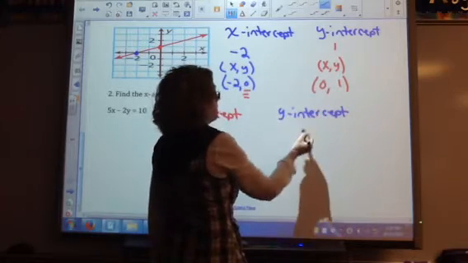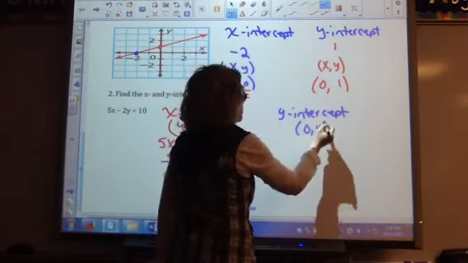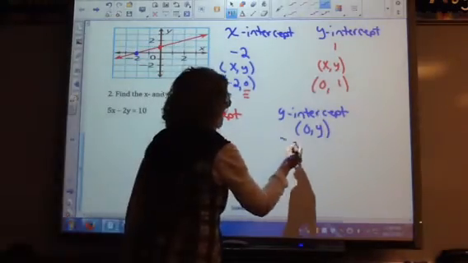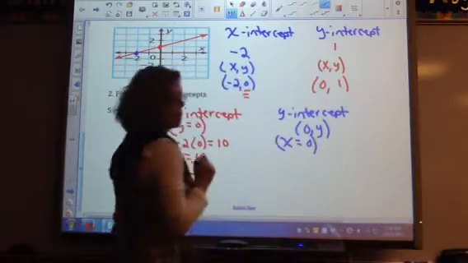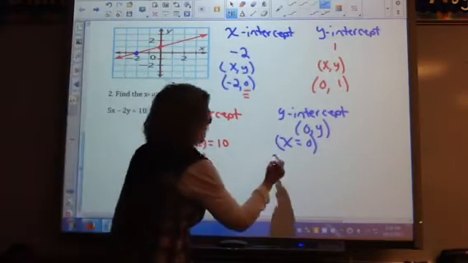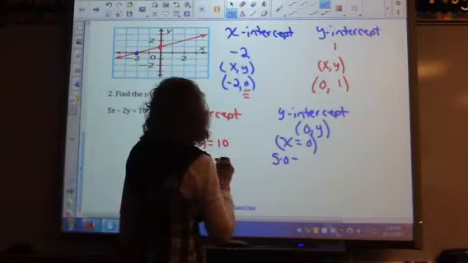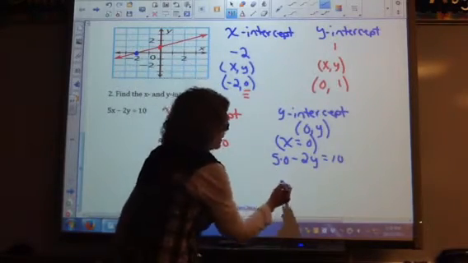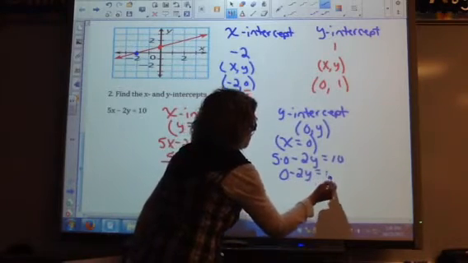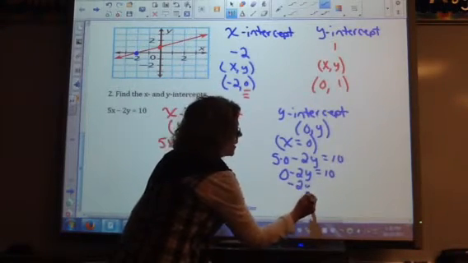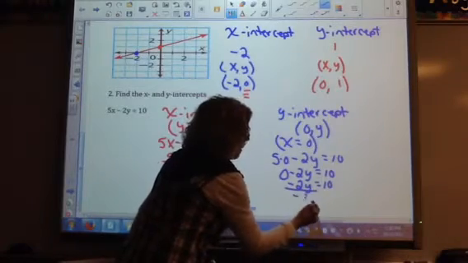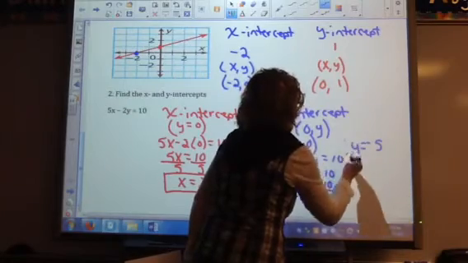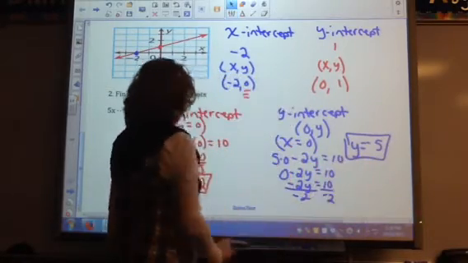Well, here's your y. So x is always 0, and you need to find out what the y is. So what we're going to do is substitute 0 in for x. Same equation. So 5 times 0 minus 2y equals 10. So 5 times 0 is 0. 0 minus 2y is -2y. Solve that one-step equation. Therefore, y is -5. So there is your y-intercept.